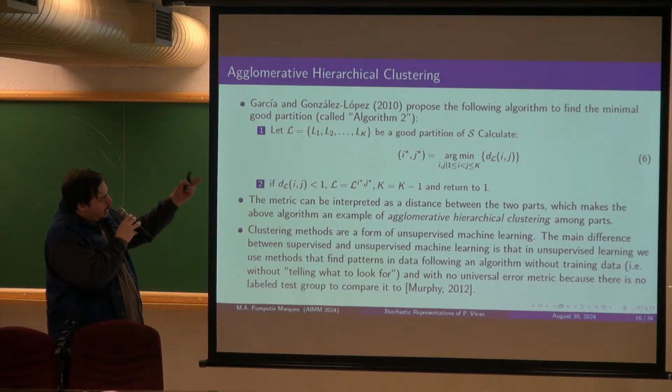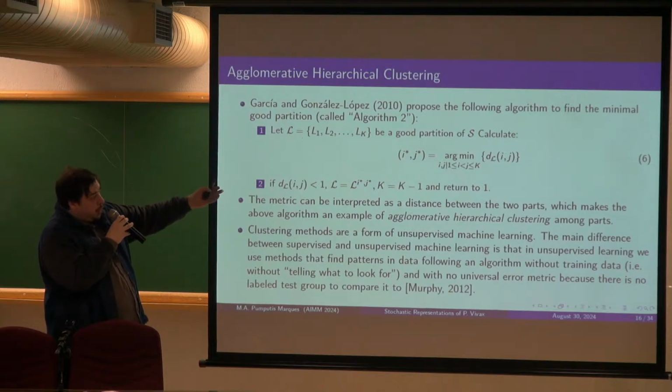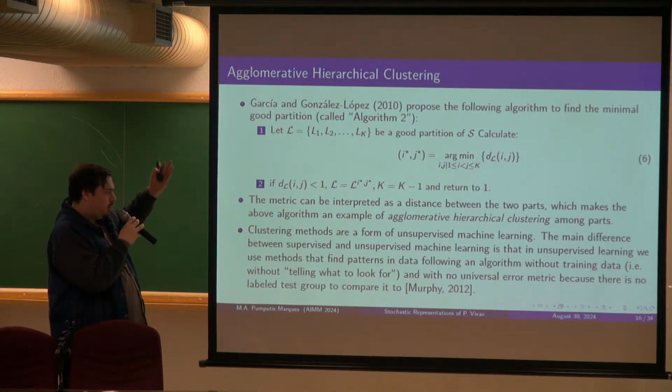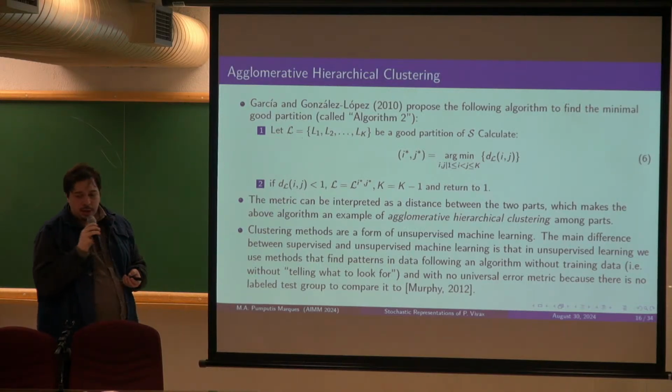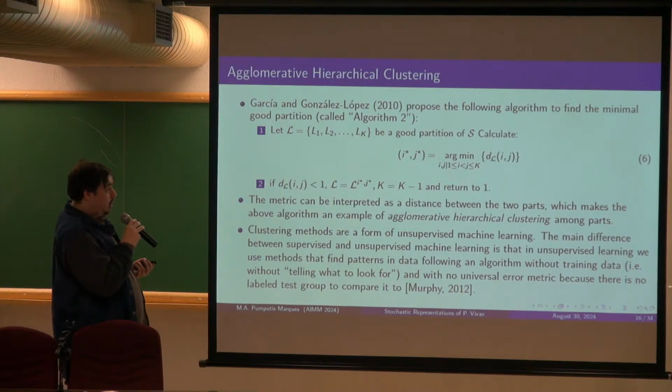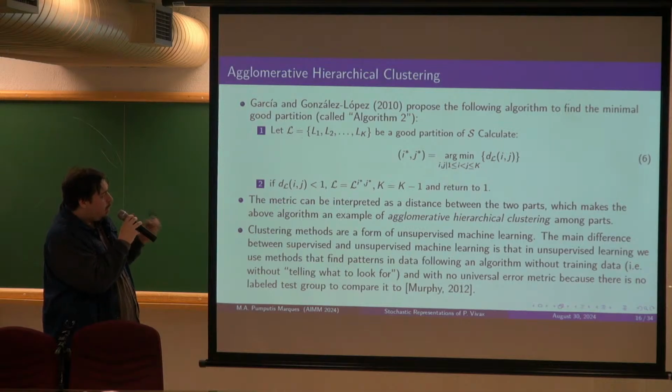And then we are going to do this again, but with the distances from the new part added, and substituting the distance from the original i and j, and we are going to do this in a process until we reach a distance that is greater than 1, and then we stop, right? And the metric can be interpreted as a distance, which makes the above algorithm an example of agglomerative hierarchical clustering among the parts.